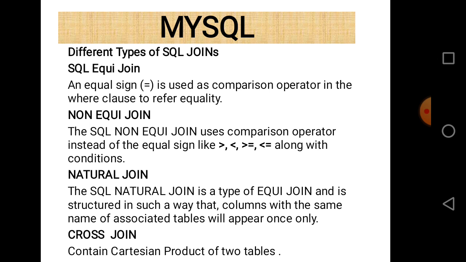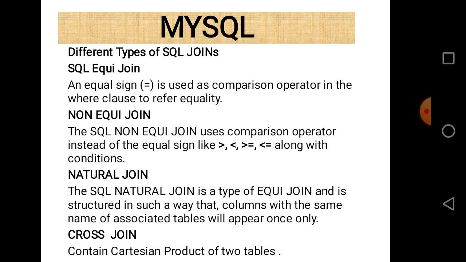Natural join is a type of equijoin in which columns of the same name in the associated tables will appear only once. When we perform a join operation using inner join, a common column name appears two times. But in natural join it is not so, it appears only one time. And there is no need to mention a condition in natural join. That's why it is called a natural join.